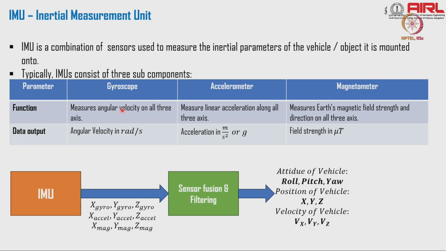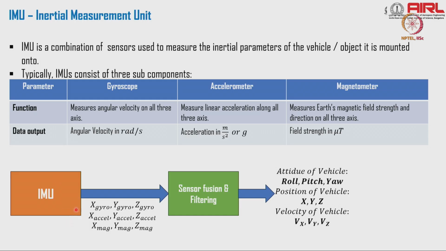Typically there are three subcomponents present in an IMU. One is the gyroscope. What is its function? It measures the angular velocity in all three axes, right. So I get it in radians per second. Then you have the accelerometer. It measures the linear acceleration along all three axes. I measure it either in meters per second squared or in G. And then you have a magnetometer. It measures the earth's magnetic field strength and direction in all three axes so that I can get the pose of the vehicle, right.